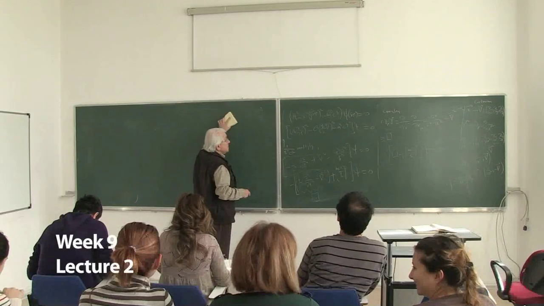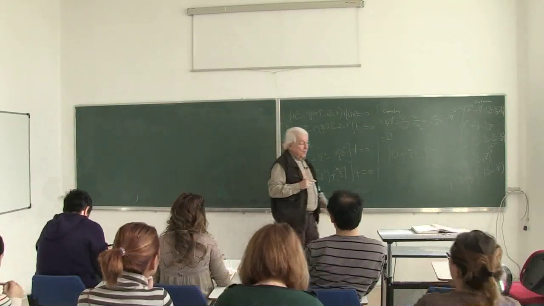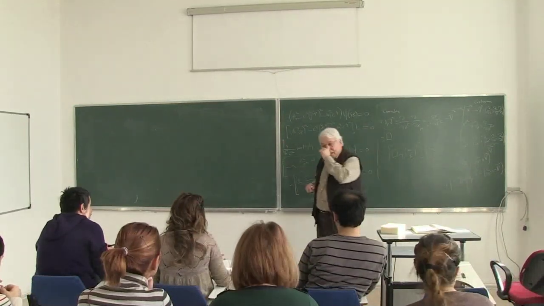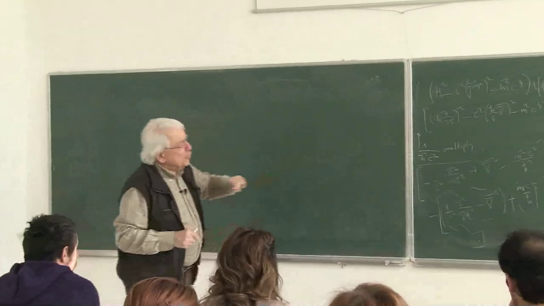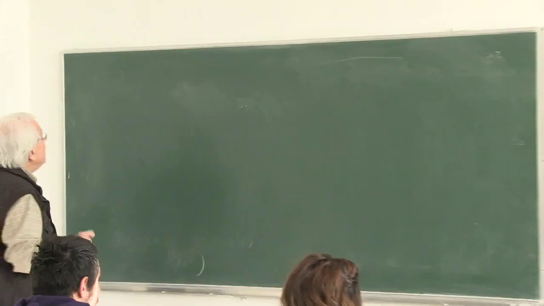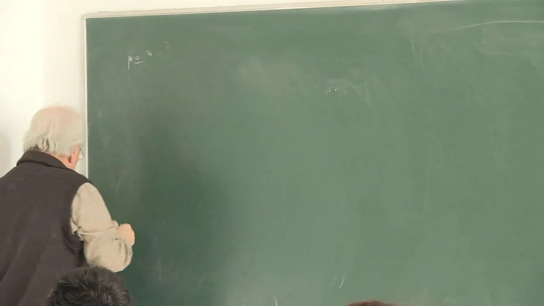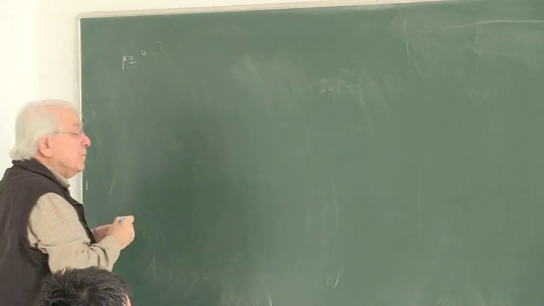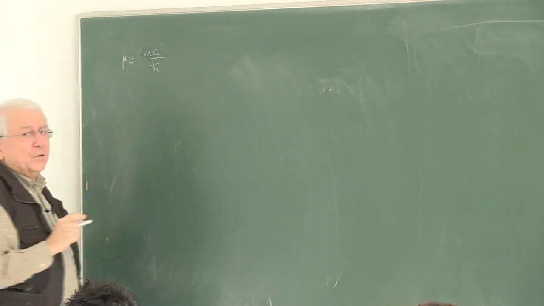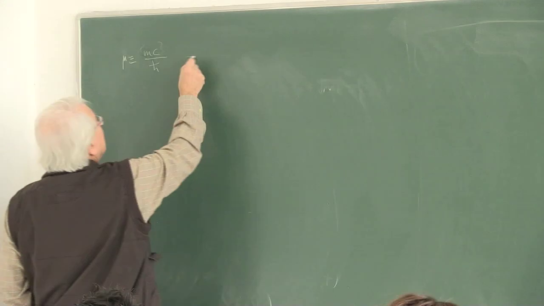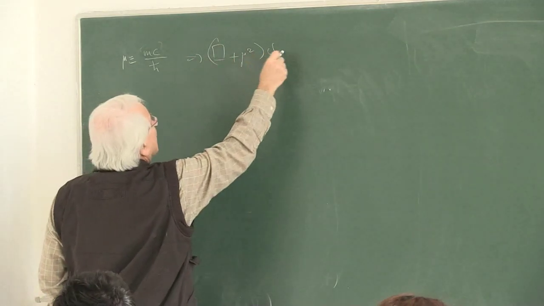Okay, now let's discuss in what sense this equation is not the correct relativistic quantum mechanical equation. Let me define a shorthand for mc divided by h bar. Let me denote it as mu, so that we don't carry that over all the time. Mc divided by h bar, I denote it as mu, and the equation then is box minus mu squared psi is equal to zero.